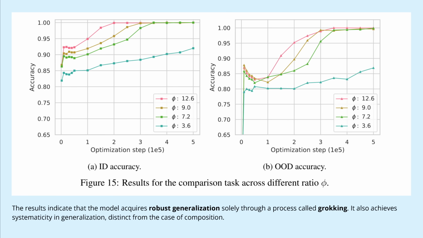Great. And again, OOD, the same. If we start here with a 3.6, we're here at 80%, we wait at 80%, and we reach 85%. But if we increase here the ratio phi, yes, we are here at 100% for OOD accuracy. And this is the beauty. This is here this beautiful thing of grokking.